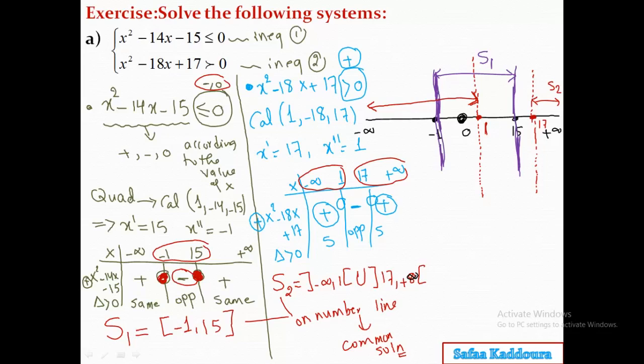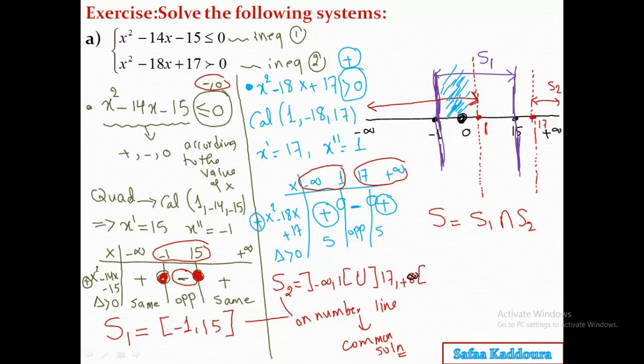Now to get the common solution, it is solution 1 intersection solution 2. Now I will look for where the two solutions are intersected or the two lines are parallel. Here in this region we have the red and the purple. Here we have the purple but we don't have the red. Here we have the red but we don't have the purple. Here we have the red but we don't have the purple. So this is the common region, the common solution.